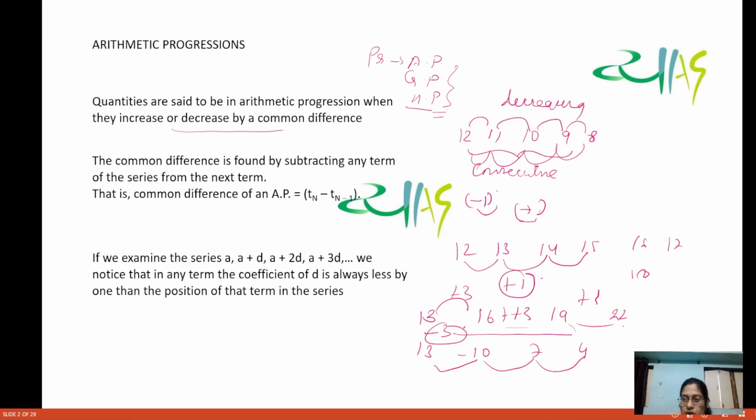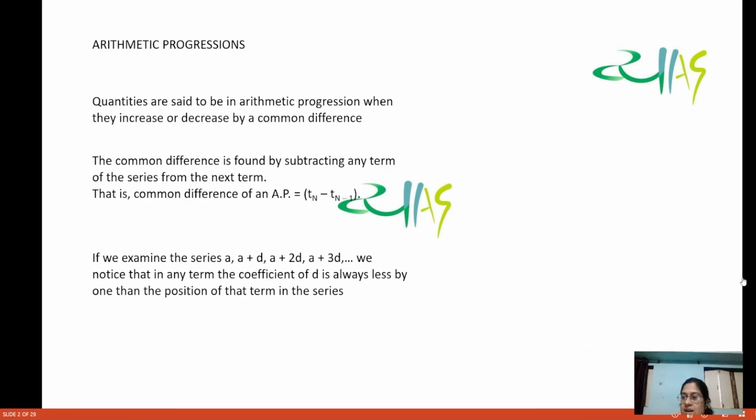The common difference can be positive or negative, but the fact is that there should be a constant common difference. This is in very simple terms. If we want to understand an AP, we have to understand some terms related to AP.